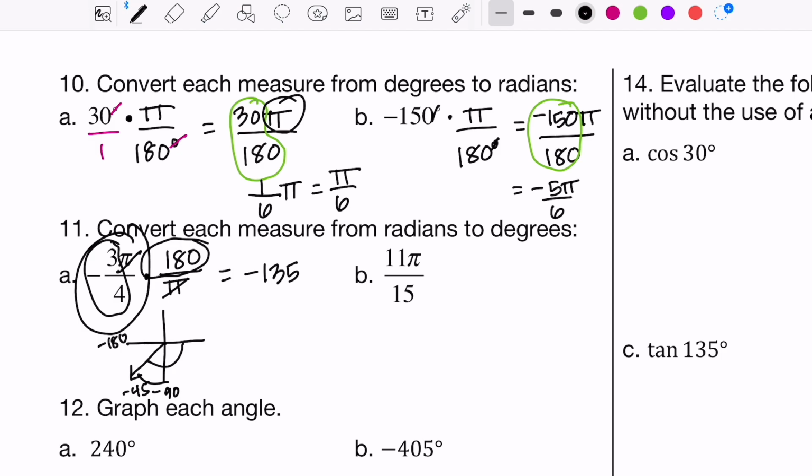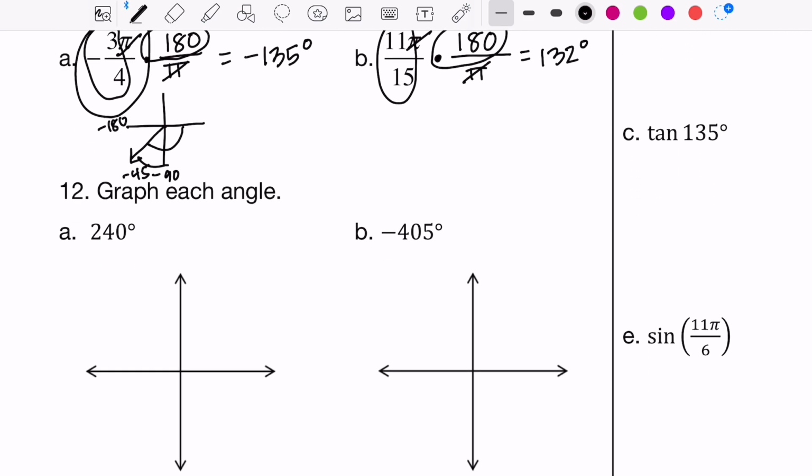And if you're really good at graphing, it's a little harder to do with something with 15, so I'm just going to use the calculator for that. Again, the pi is going in the bottom on this one because I want it to cancel out, and then I just plug 11/15 times 180 into the calculator, and I get 132 degrees.